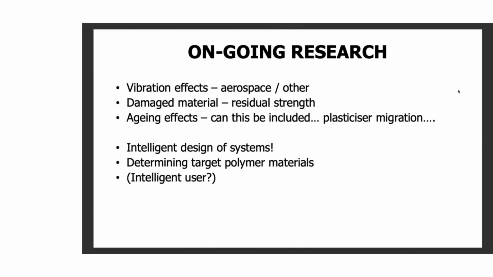We have to look at damaged materials, and that will be the subject of a talk next week. And aging effects. We get plasticizer migration. There's a whole bunch of materials that are added to these polymers to make them work. So things we're particularly aiming at are looking at intelligent design of systems. Can we predict a molecule we could produce, then predict its properties, and then go and produce it? Can we target the things we need to produce rather than simply producing them and then measuring them? And hopefully this will result in people making more intelligent choices.